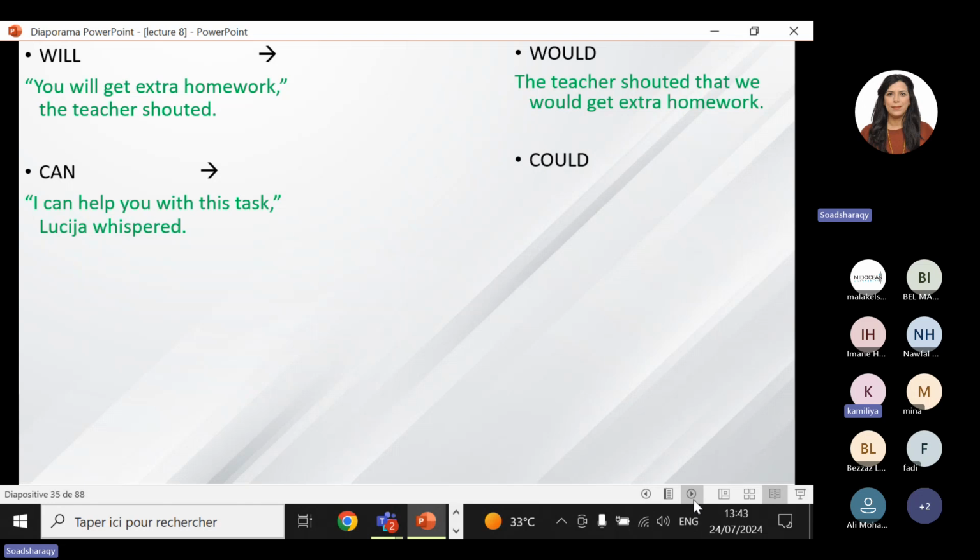Lucia whispered that they can help you to watch this text. Can you change it into reported speech or indirect speech? I can help you with this task. Your answer, please.